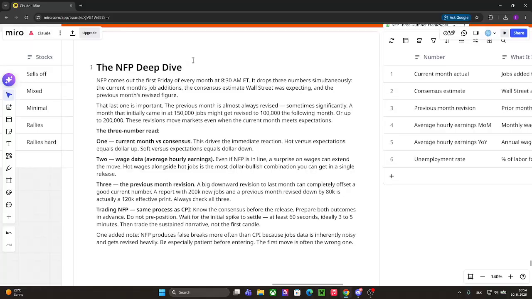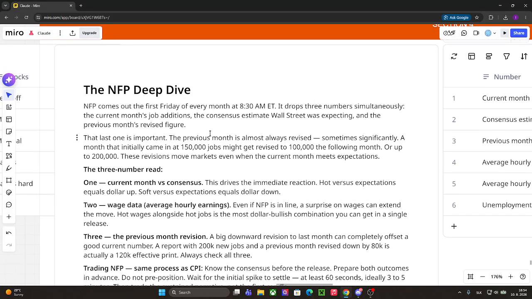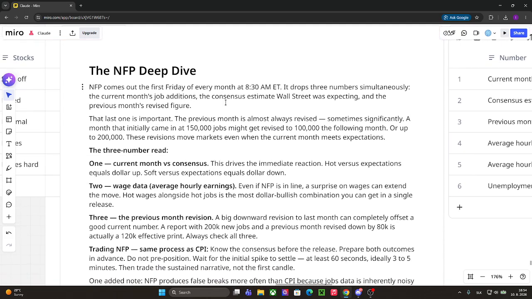The NFP deep dive. NFP comes out the first Friday of every month at 8:30 a.m. Eastern Time. It drops 3 numbers simultaneously: the current month's job additions, the consensus estimate Wall Street was expecting, and the previous month's revised figure. That last one is important.